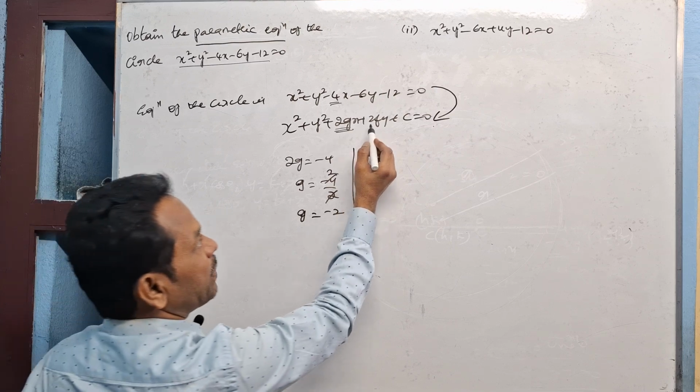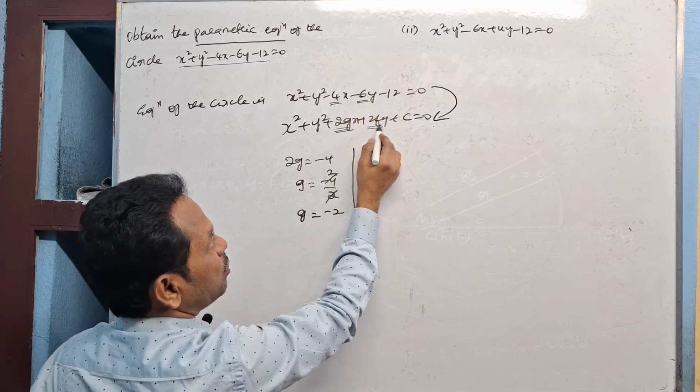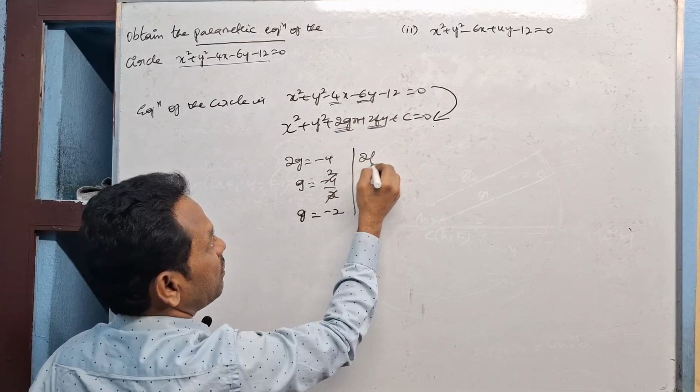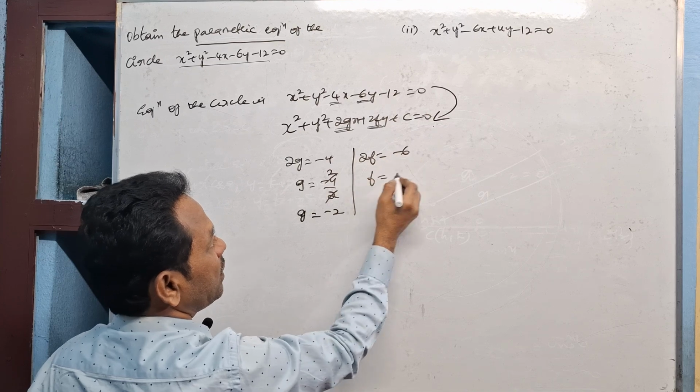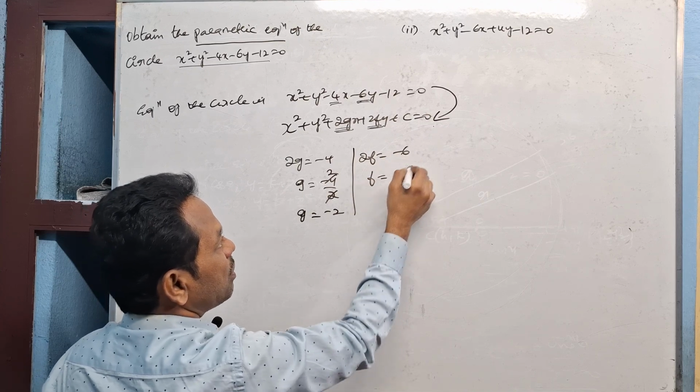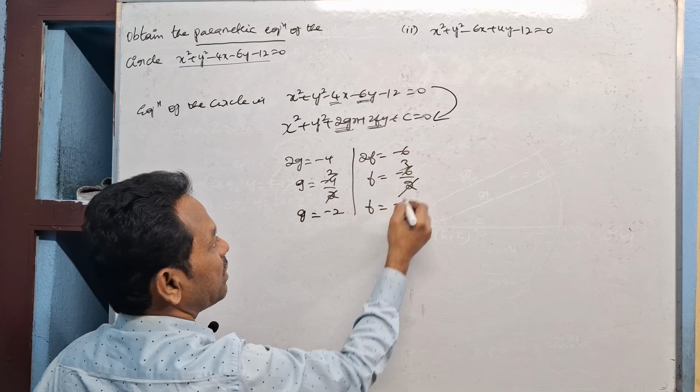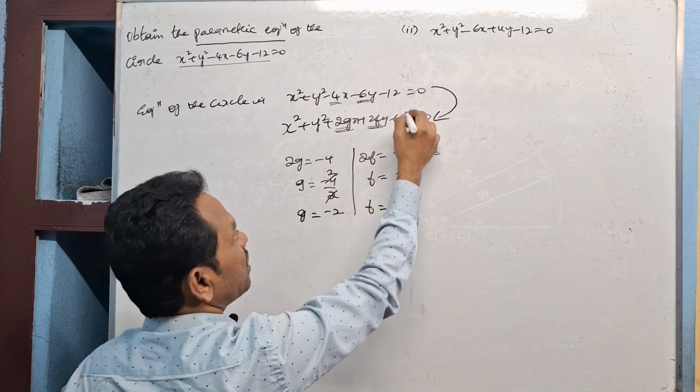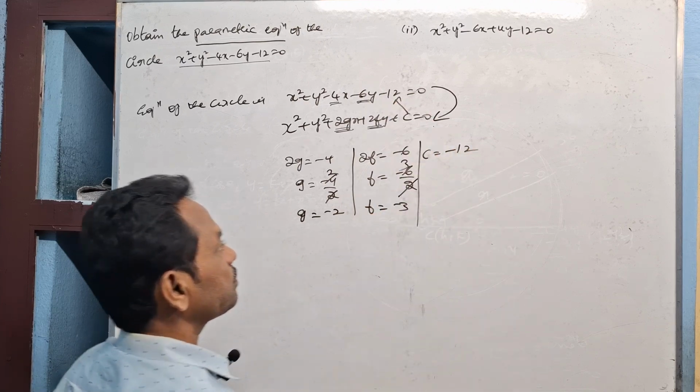Now let us compare 2f with minus 6. Here 2f equal to minus 6. F equal to minus 6 by 2. F equal to minus 3. The c value is the constant, minus 12.